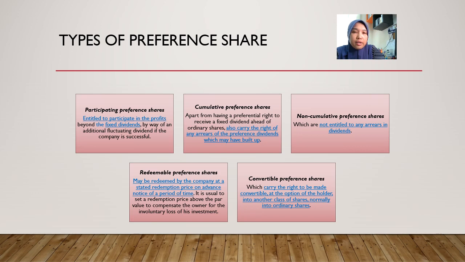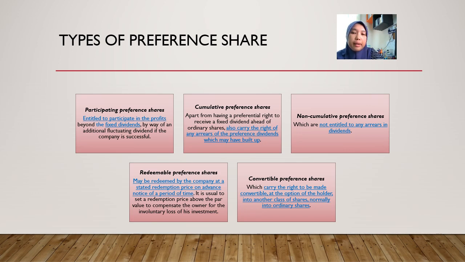Under preference shares, we have five types: participating, cumulative, non-cumulative, redeemable, and convertible. Participating is for preference stockholders who will get a fixed dividend and also a certain percentage of variable dividends. Cumulative is for preference stocks that accumulate your dividend. If the company cannot afford to declare dividends to the preferred stockholders for a particular year, then next year the company must pay the dividend. Non-cumulative is not entitled to any arrears in dividends.